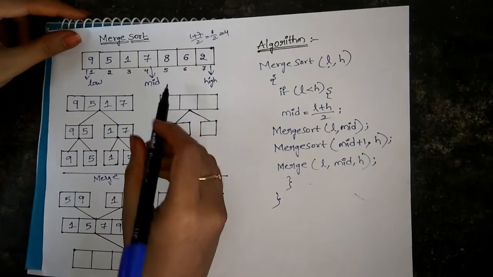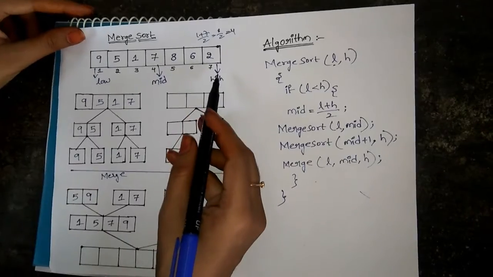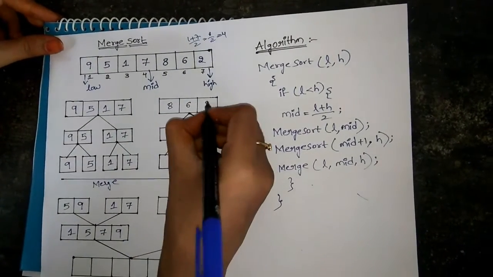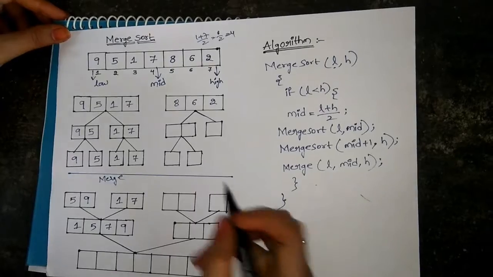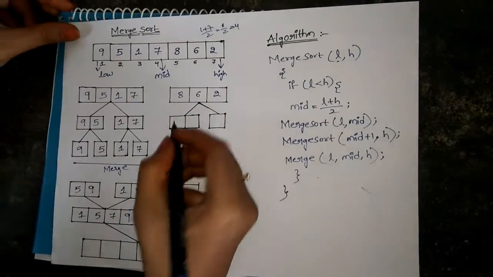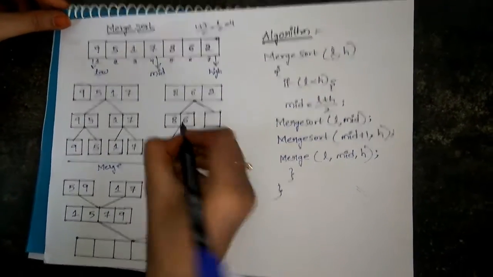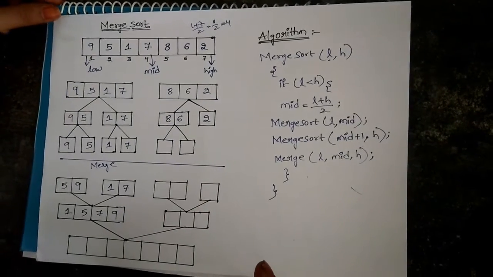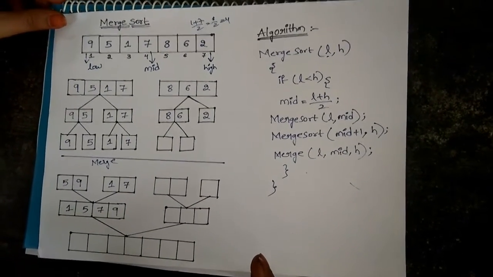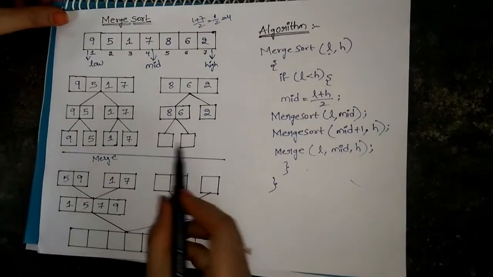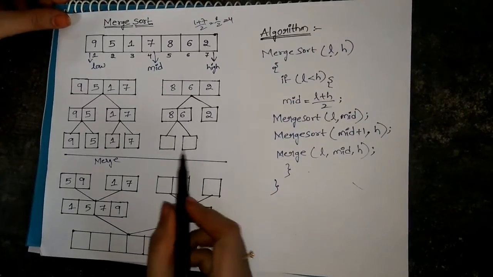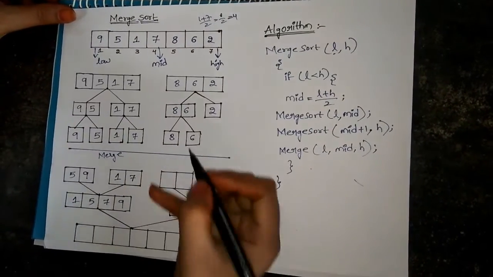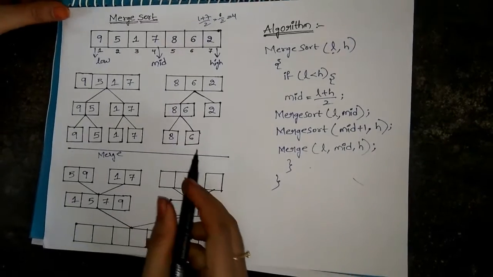Now take the second sub-array, that is from mid plus 1 to high, and the elements are 8, 6, 2. Again divide it like 8, 6 and 2. Because we have 3 elements, divide like this. We have to divide until we get a single element. So again divide 8 and 6 also. We will get 8 and 6.